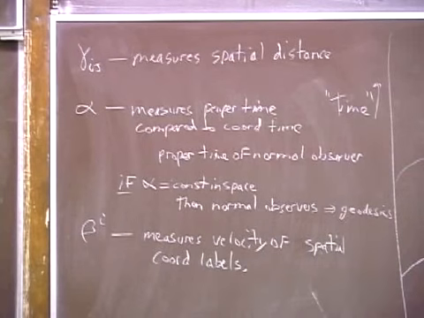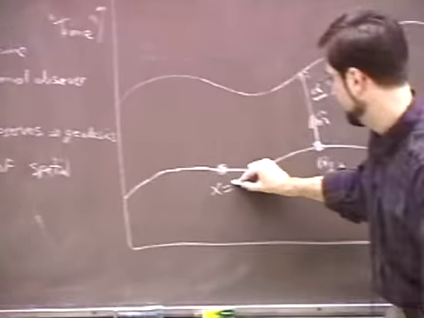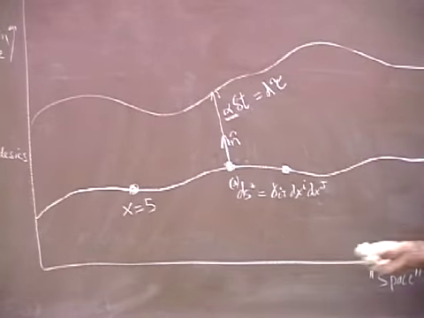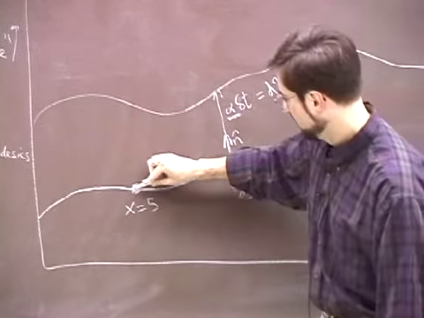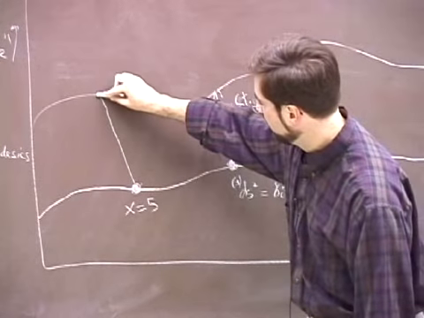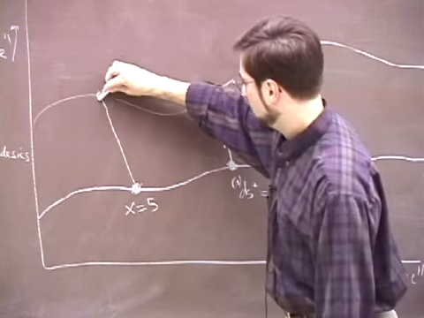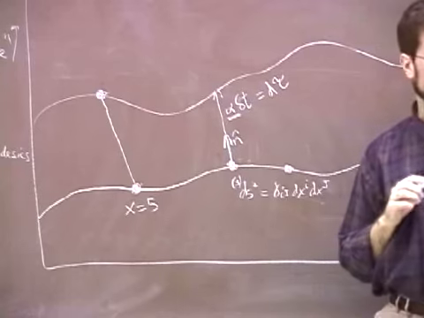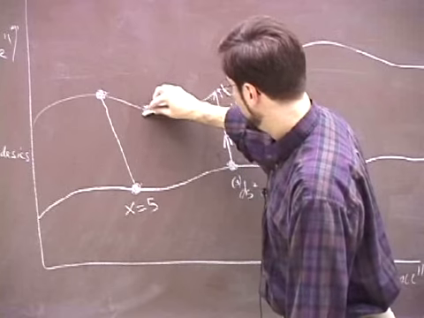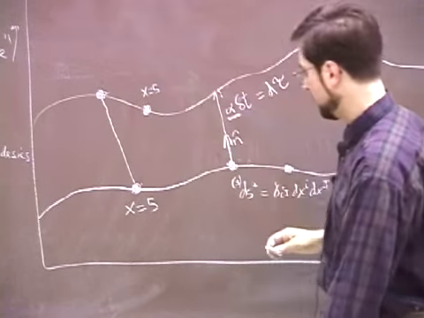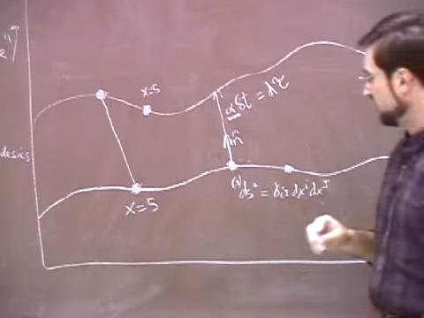So here's what I mean by that. Suppose I call this point x equals 5, right here. And this point corresponds to one of these normal observers. Then this normal observer follows his world line and eventually gets up to t equal delta t. Well, I don't have to still call this point x equals 5 anymore. If I wanted to, I can call this point over here x equals 5. That is, I can have the spatial coordinates be moving with respect to the normal observers.